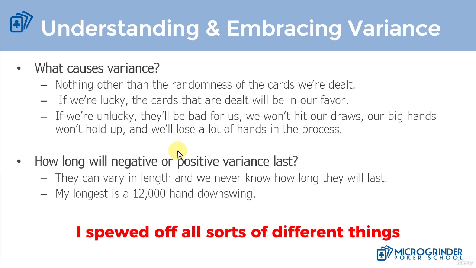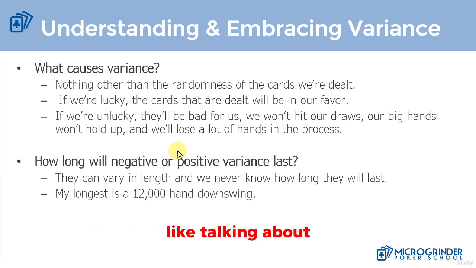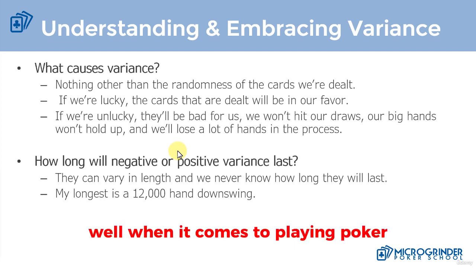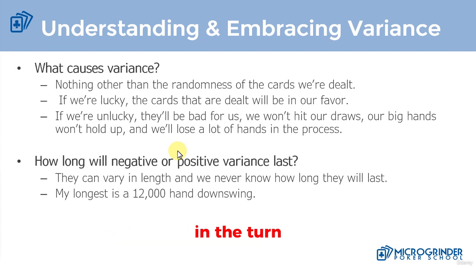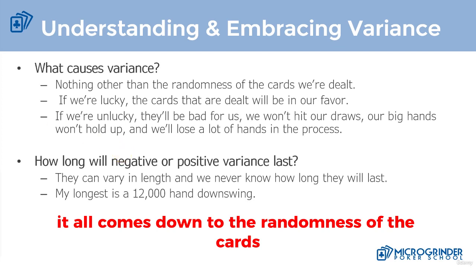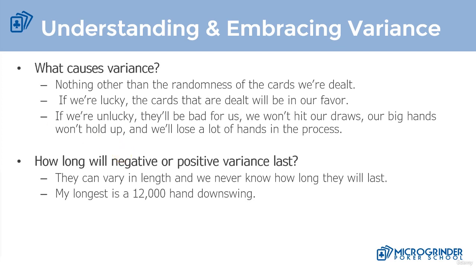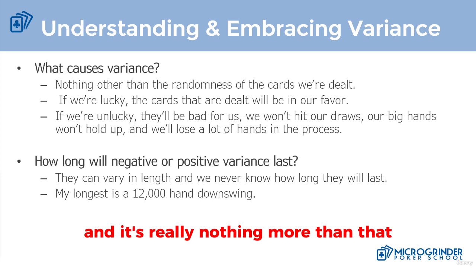I've spewed off all sorts of different things, like talking about statistical expectations, expected value, and luck, and running good and running bad. Well, when it comes to playing poker, when it comes to the cards that were dealt and the cards that come on the flop, the turn, and the river, it all comes down to the randomness of the cards. And it's really nothing more than that.